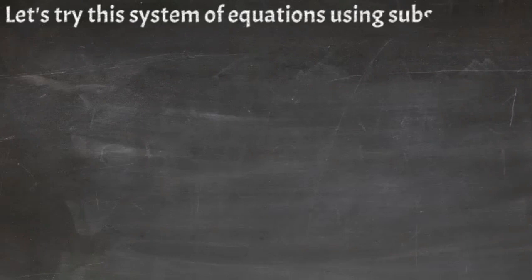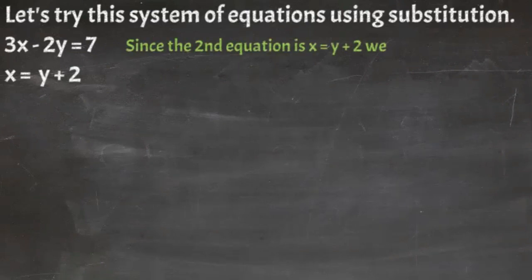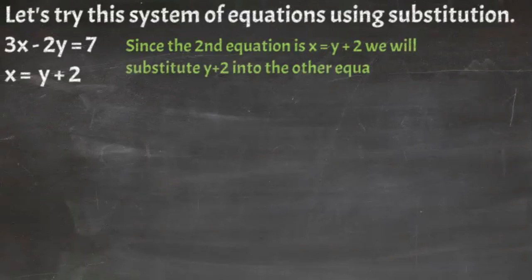Let's try this system of equations using substitution. 3x minus 2y equals 7, and x is equal to y plus 2. Since the second equation is x equal to y plus 2, we will substitute y plus 2 into the other equation for x. Please follow along and pause the video if you need to.